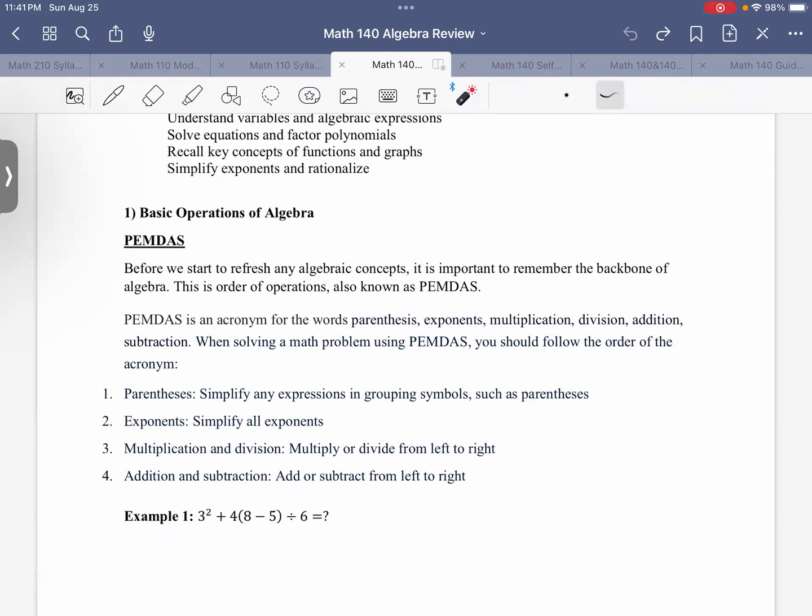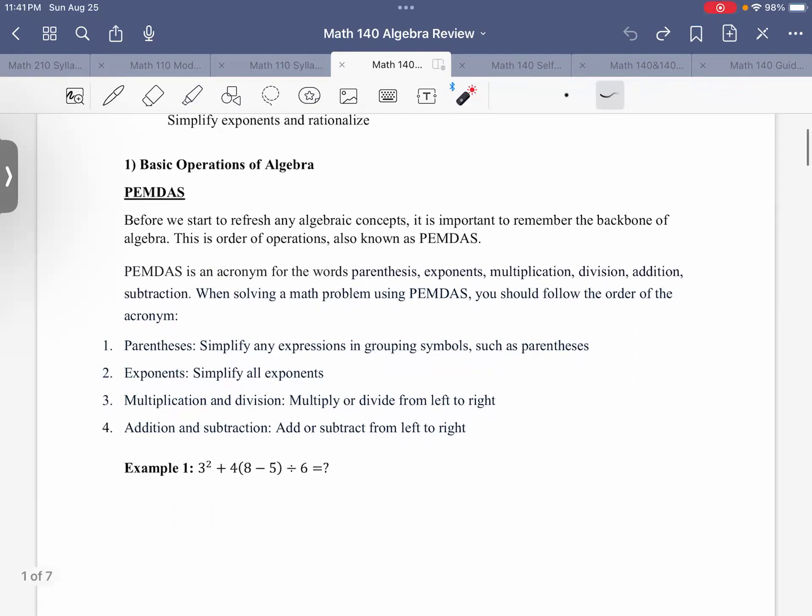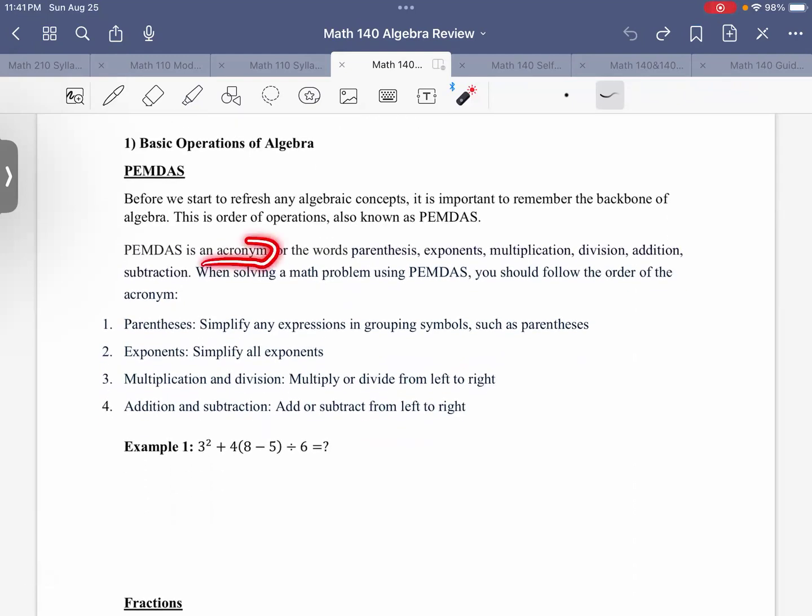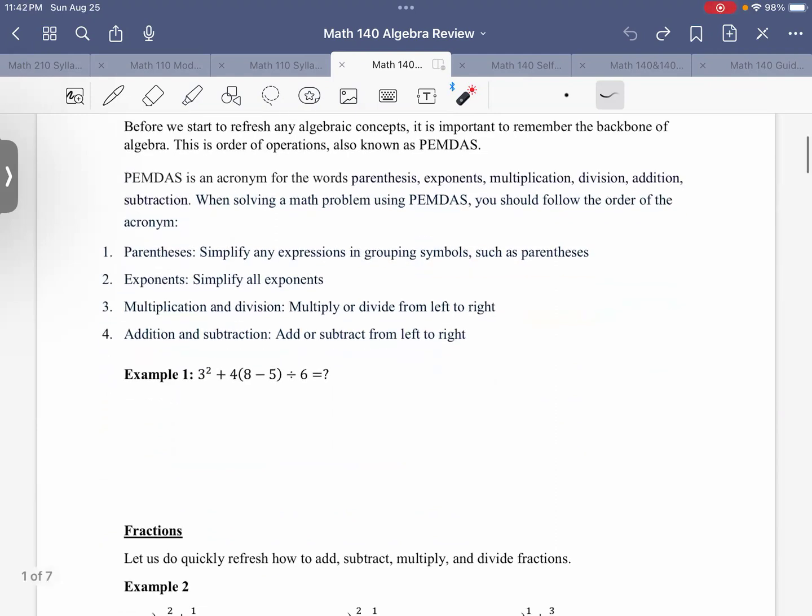Before we start with any algebraic concepts, one thing to always remember is PEMDAS, the order of operations. PEMDAS is an acronym, if you remember that from middle school and high school, for parentheses, exponents, multiplication, division, addition, and subtraction. When solving a math problem, you always follow this order: you take care of the parentheses first, then exponents, then multiplication and division, then addition and subtraction. In that order.